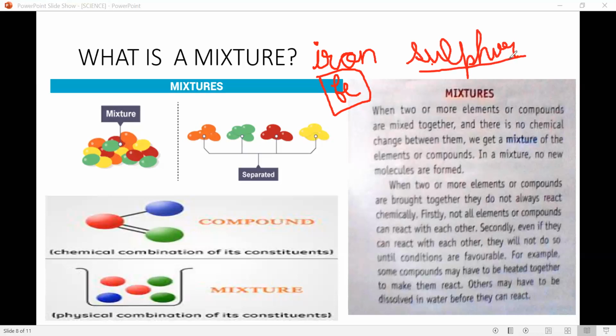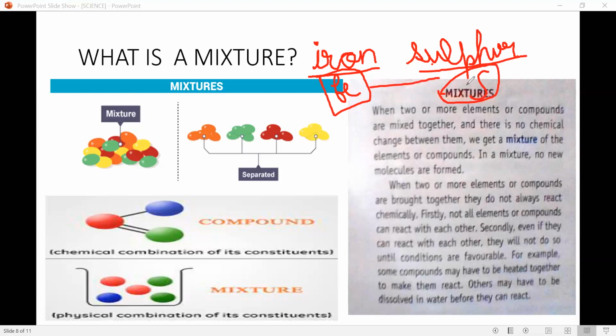So, iron's symbol is Fe. Sorry, I didn't tell you sulfur's symbol. Sulfur's symbol is S. So when we mix them both together, what will happen? They will just mix together.